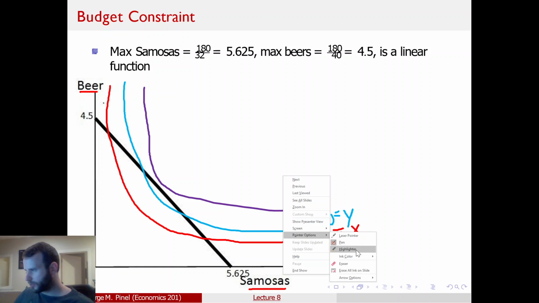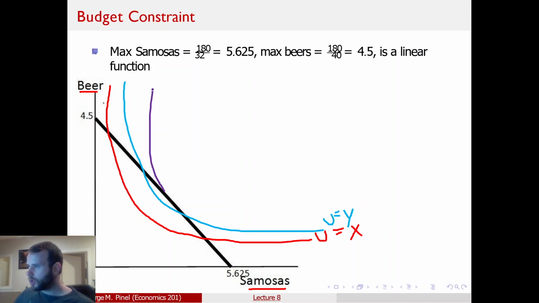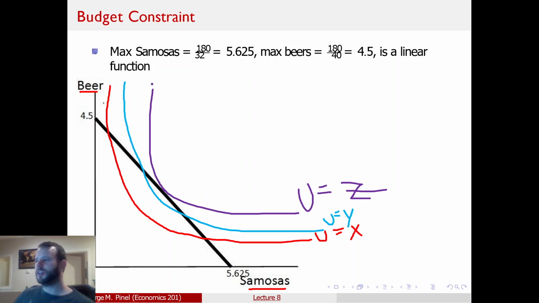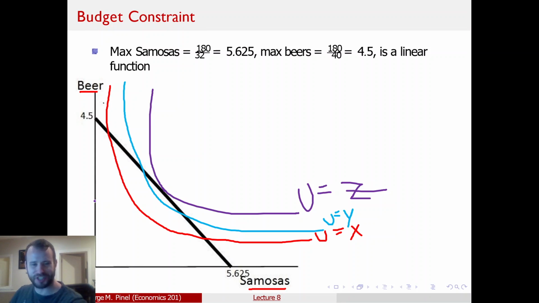sorry, I want to undo that for a second for reasons I will explain to you later. So everything along this purple line, which is not really parallel, but it doesn't exactly have to be as long as it doesn't touch, is a utility equal to z. So we have different indifference curves, running through the budget constraint.